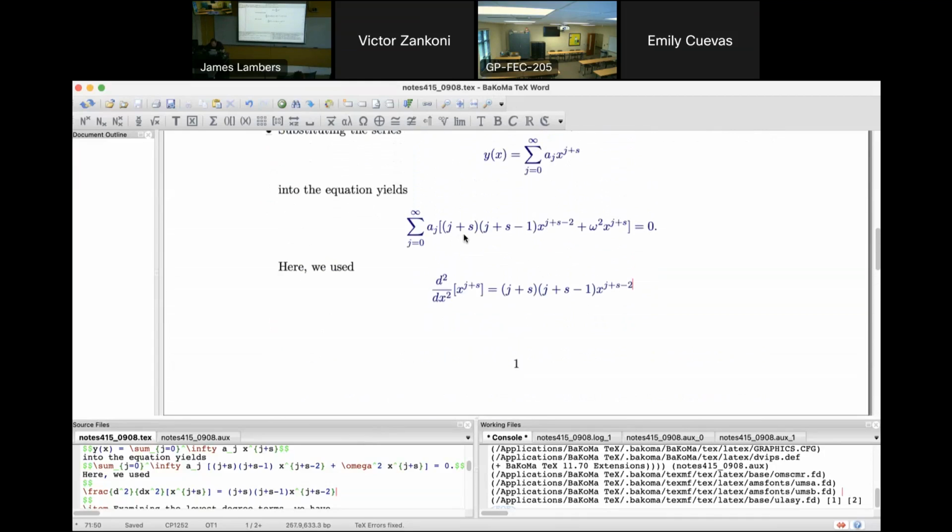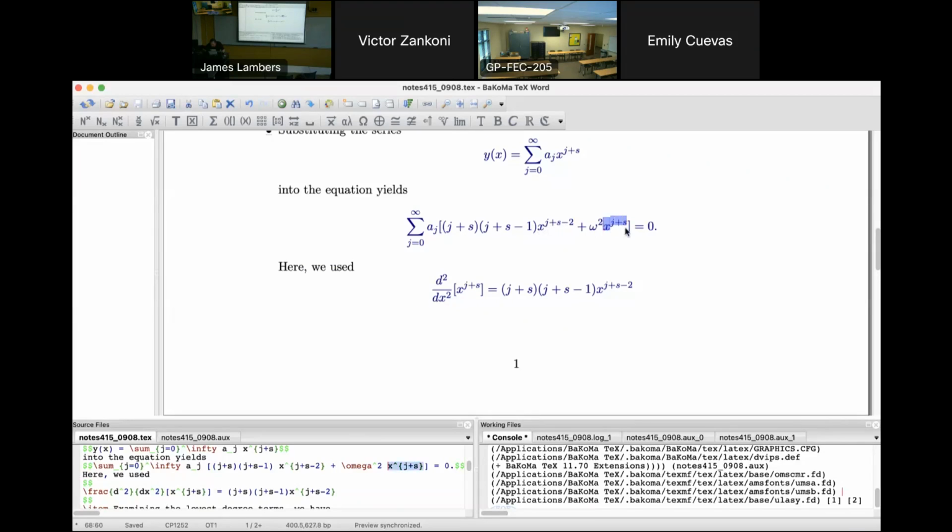Now, actually, before I continue to the next step, keep in mind here we have x to the j plus s minus 2, and then x to the j plus s. We don't know what s is at this point, but j starts from 0 and keeps increasing. So the lowest powers of x that we can have start with j plus s minus 2, and then j plus s minus 1, and so forth. The lowest power of x we can have here is x to the s minus 2, and then x to the s minus 1, and so on.